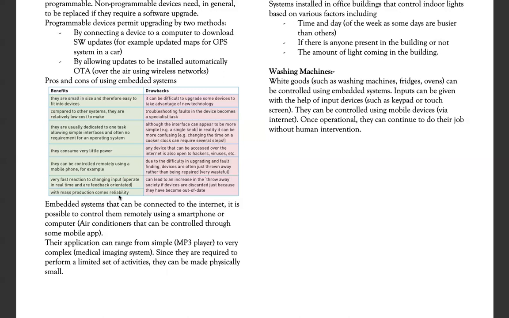And if you have been following the same chipset for a long time, you know that over generations it has been perfected and there are no errors in it. Let's look at the drawbacks again. It can be difficult to upgrade some devices to take advantage of new technology.